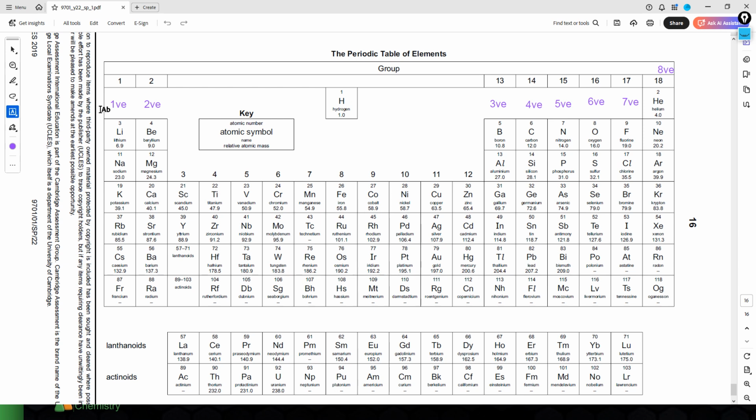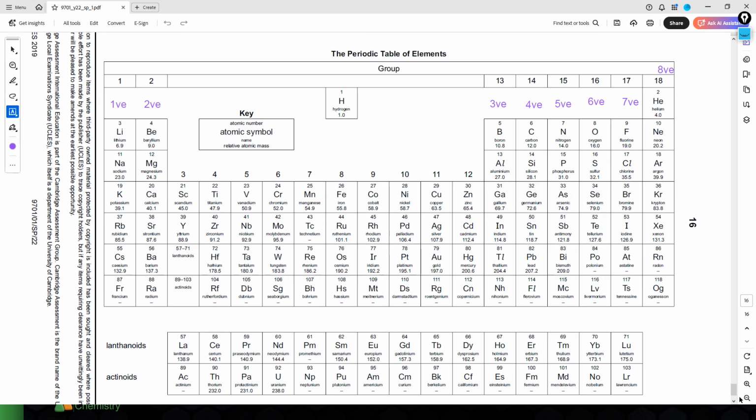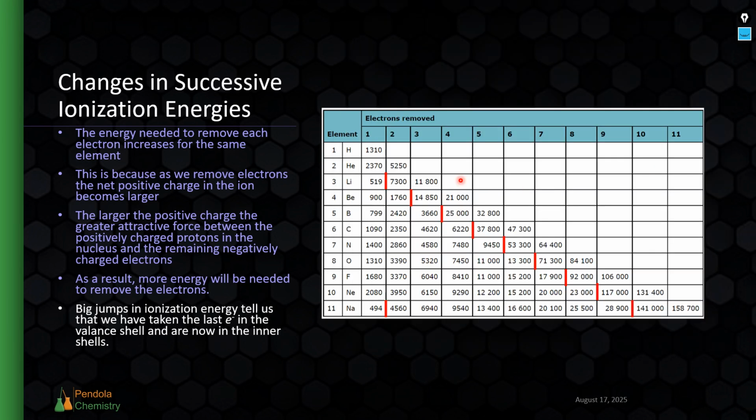And this is helpful because we can actually correlate this to the electrons and their ionization energies. So keep this in mind. I'm gonna put this to the side for now. If we look at the elements starting with lithium, you see that there's a big jump in ionization energy, and that big jump tells us that we have removed the last electron in the valence shell, and we're now in an inner shell.